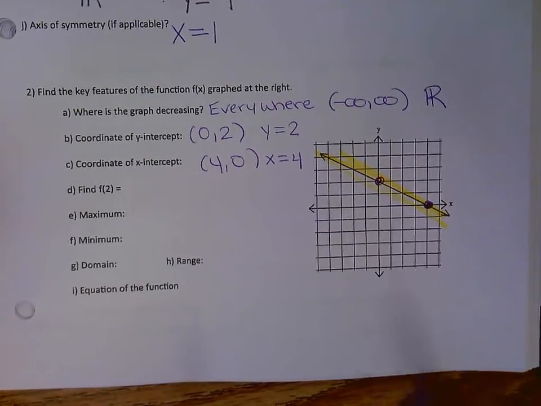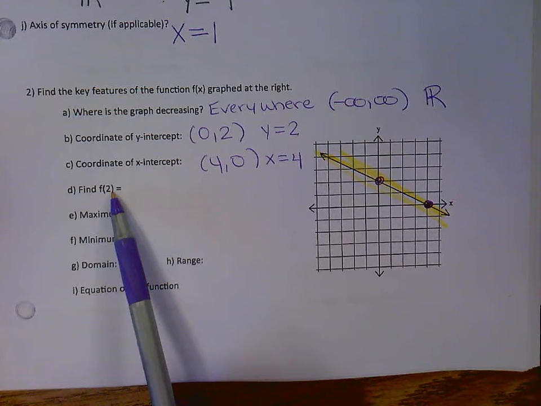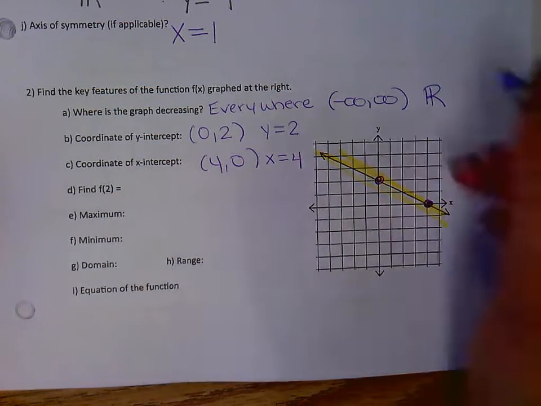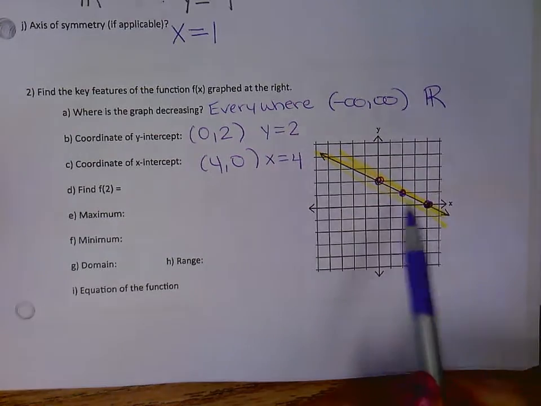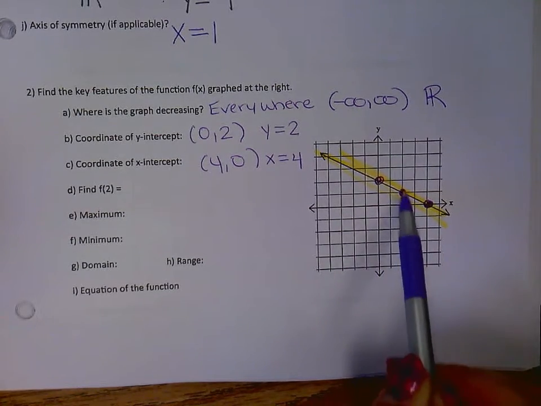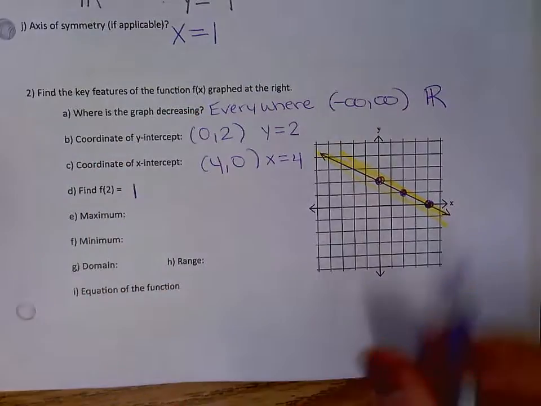Okay, this is a tricky one. F of 2. That means what is y when x is 2? That's referring to this point right here. 2, comma, 1. So the y value would be 1 on that purple dot.